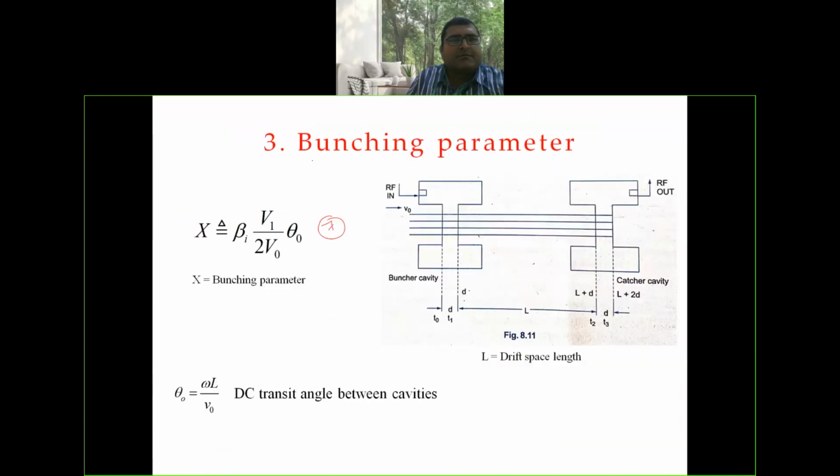The next is bunching parameter. Bunching parameter x is defined by beta I v1 by 2 v naught theta naught. Here beta is the beam coupling coefficient at the input side. V1 is the RMS value of the input voltage applied. V naught is the supply voltage. Theta naught is the DC transit angle, and it is given by omega L by V naught. Theta naught is equal to omega L by V naught.